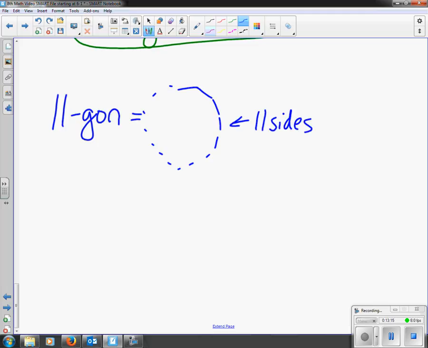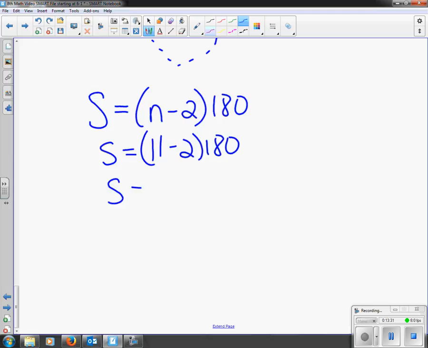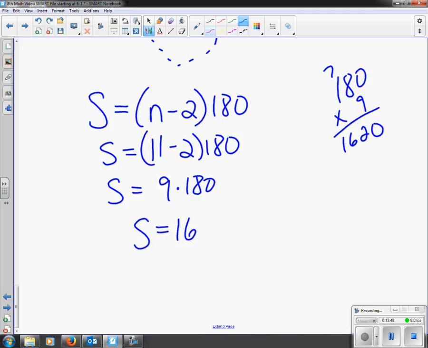So if I wanted to find the sum of the interior angles, you would do n minus 2 times 180. Okay, so it's 11 minus 2 times 180. Okay, 11 minus 2 is 9 times 180. Okay, hold on. So you do on the side 9 times 180, and I get 1620. Okay, so S is 1620. So again, that's the sum of all the interior angles.